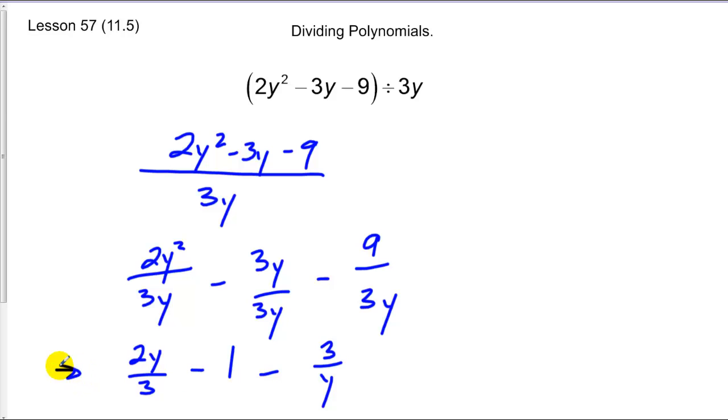So at this point, this is the intent of the solution when they ask us to divide a polynomial by a monomial. Again, at some point in our algebra careers, this is going to be the acceptable answer because it's a simplified fraction.